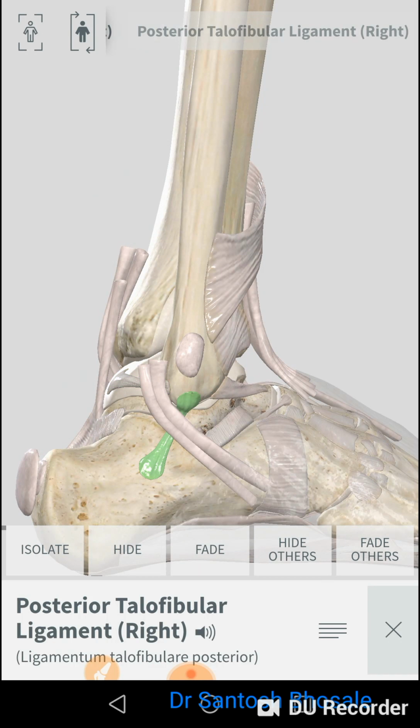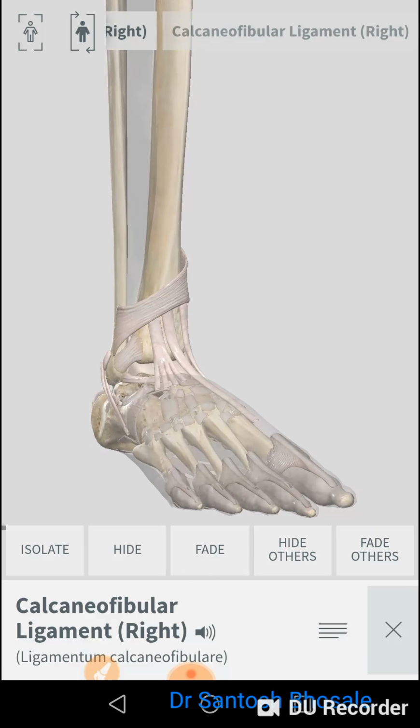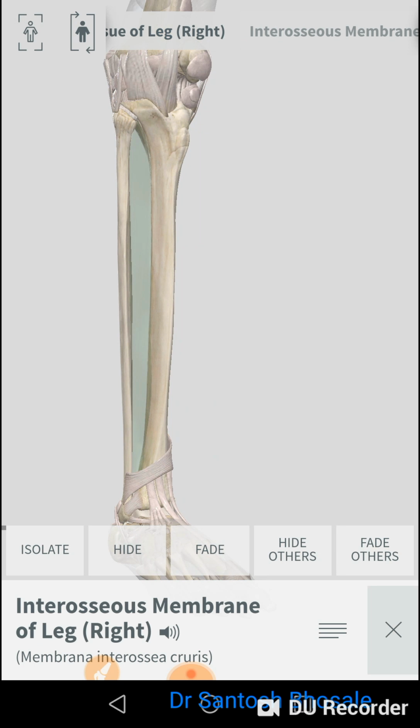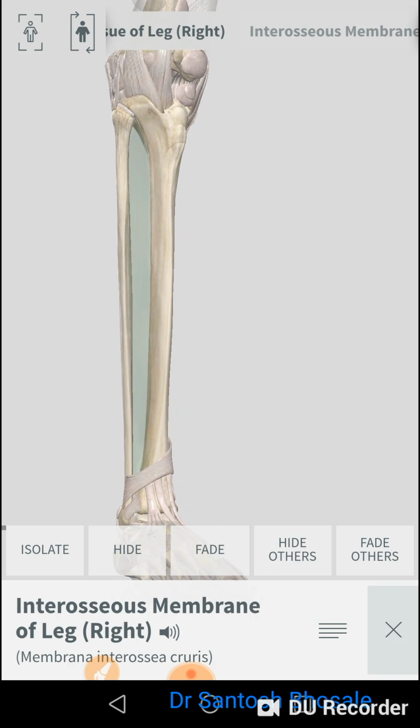Here you can see the calcaneofibular ligament at the tip of the lateral malleolus. Here you can see 3 ligaments: the anterior talofibular ligament to the medial part of the lateral malleolus, the posterior talofibular ligament, and to the tip of the lateral malleolus the calcaneofibular ligament is attached. And you can see here that to the entire medial surface there is attachment of the interosseous membrane.